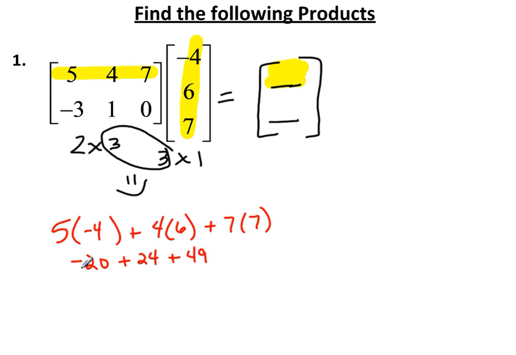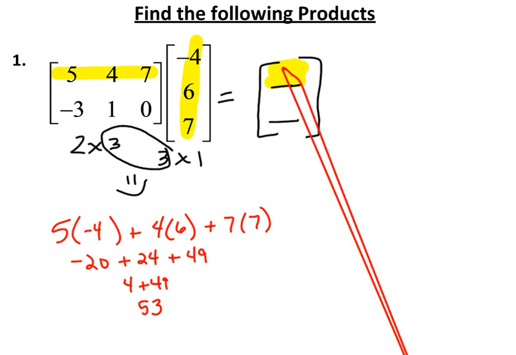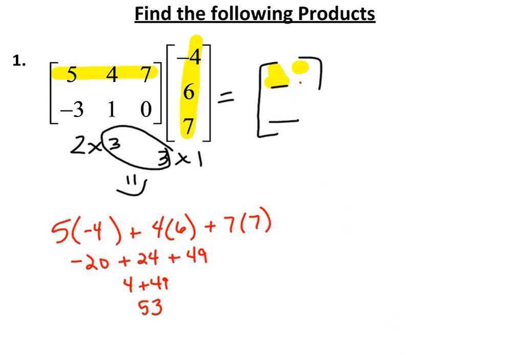If you remember from our order of operations, we add left to right, so -20 plus 24 is 4. 4 plus 49 gives me a 53. So this, sorry about that, should be a 53. Okay, so let me erase that for you. Okay, should be a 53. So I'm going to write in a 53 here. Okay, so how do I get the next number?